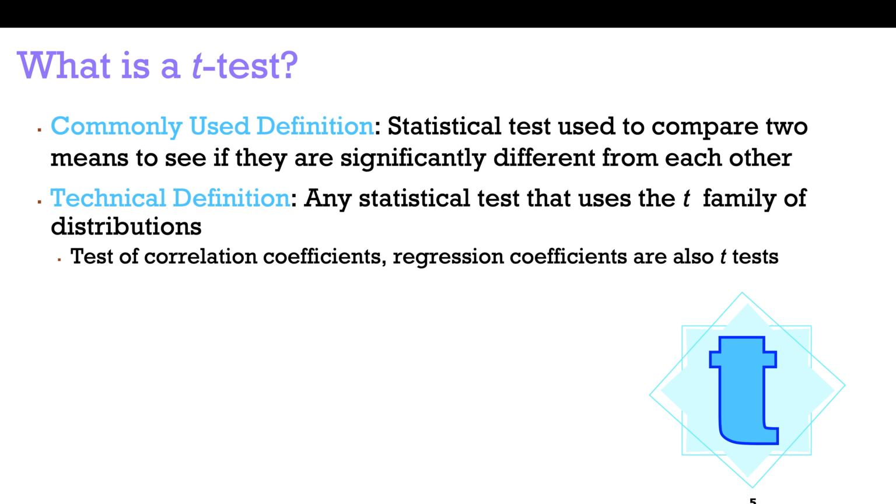So what is a t-test? Essentially, it's a statistical test used to compare two means to see if they are statistically different from each other. Technically, the definition is any statistical test that uses the t-family of distributions. There are other tests that will use this, like correlation coefficients, regressions, and other types of t-tests. We're only going to cover a few in this class. But essentially, what you want to know is that it's a statistical test used to compare two means to see if they are significantly different from each other, the commonly used definition.